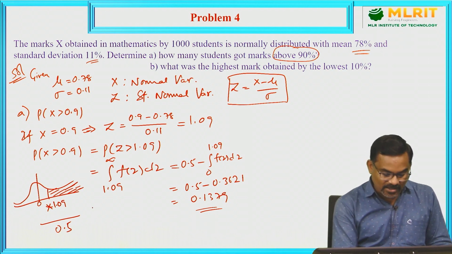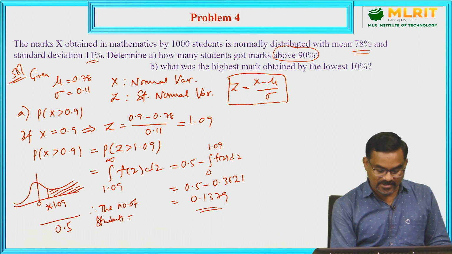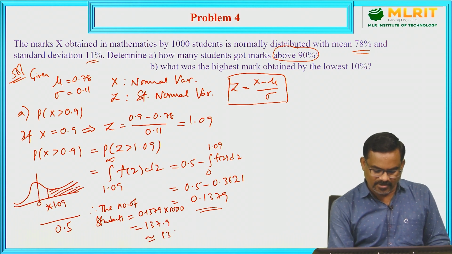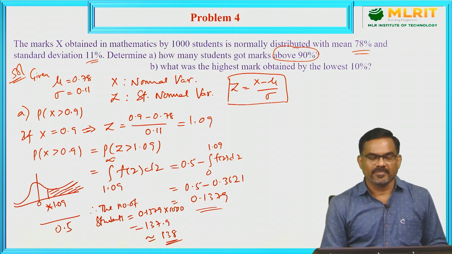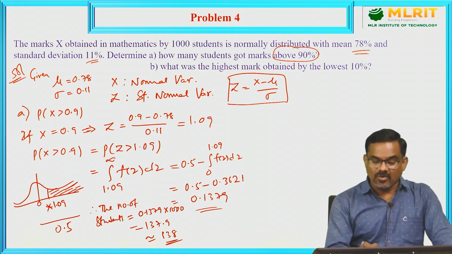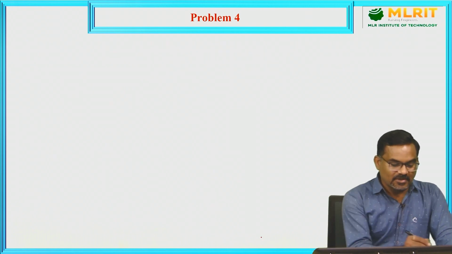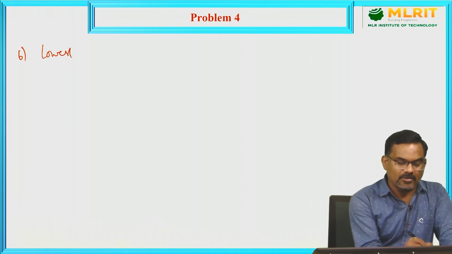But we need to calculate the number of students. The number of students who got greater than 90% is 0.1379 into the total number of students, 1000. So, 137.9, which is approximately 138 students got more than 90%. Similarly, we can calculate the second one: what was the highest mark obtained by the lowest 10%?